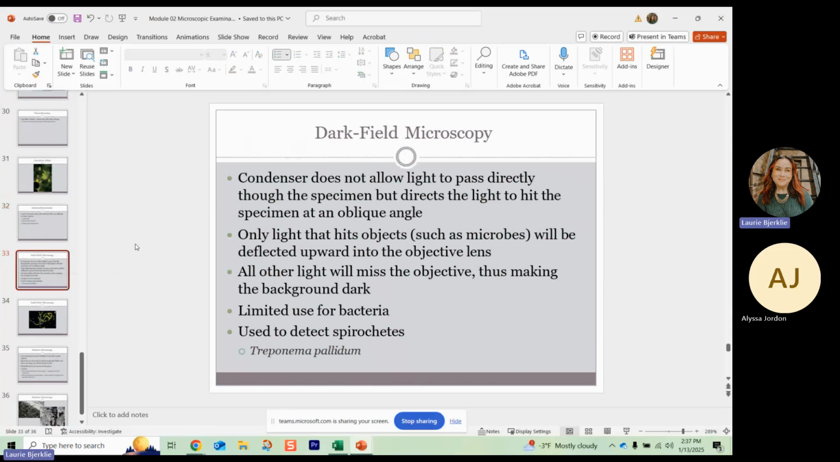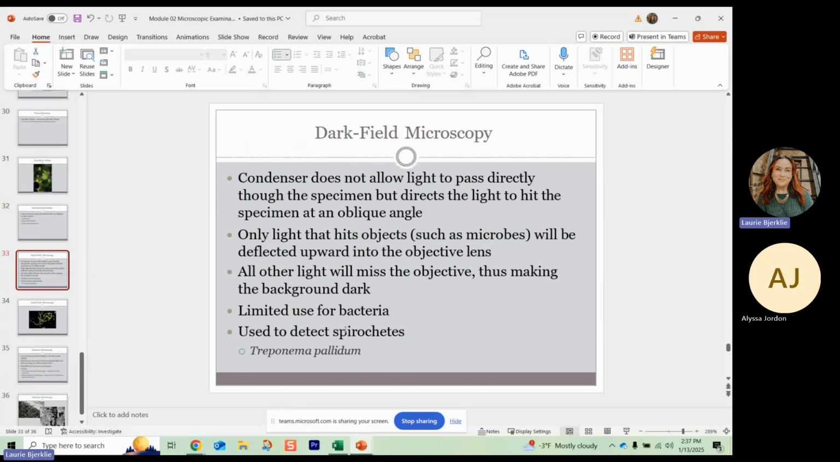All right. Another type of microscopy is dark field microscopy. Basically the condenser on this does not let light pass directly through the sample. So that's why it's dark field. Instead, it hits it at an angle. And so it only hits objects like any organisms that are in there. And then it deflects that light upwards. So the background is dark, very limited for normal bacteria. We never use this for typical bacteria.